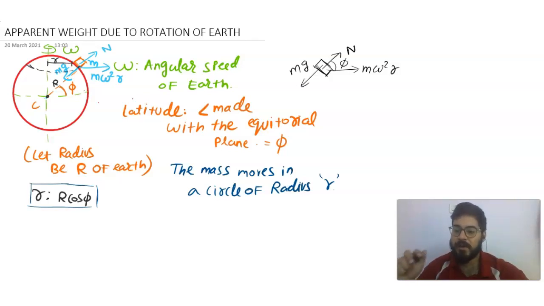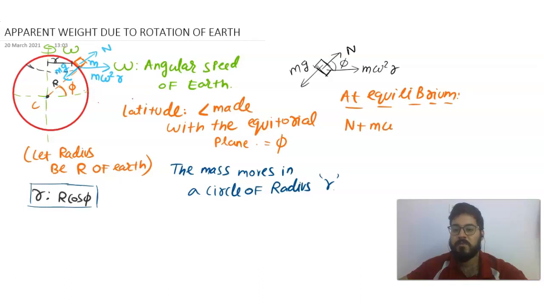So if the body is at rest, at equilibrium, consider the component of this m omega square r along this direction. You will have N plus m omega square r cos phi. Now remember, r is what? That is already r cos phi, so you will have one more cos phi here. Yes or no? That should be balanced by the weight.